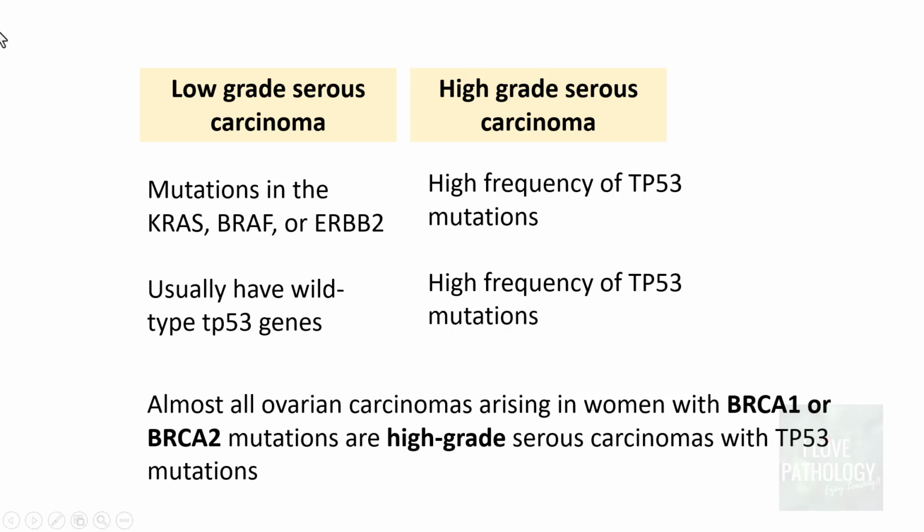In low-grade serous carcinoma, there are mutations involving KRAS, BRAF or ERBB2, whereas in high-grade serous carcinomas, there is a high frequency of TP53 mutation. That's a tumor suppressor gene mutation, right? Almost all ovarian carcinomas which arise in women with BRCA1 or BRCA2 mutations. We talked about risk factors, right? That is BRCA1 and BRCA2 mutations. If these patients develop ovarian carcinomas, they are almost always high grade serous carcinomas along with TP53 mutations.